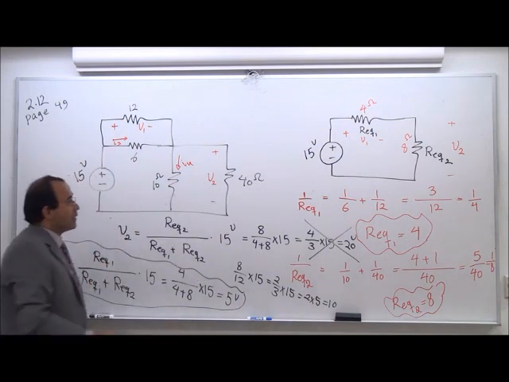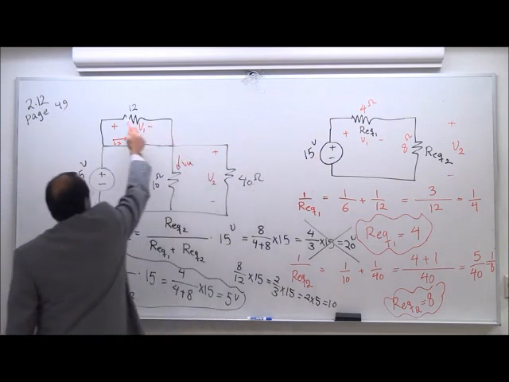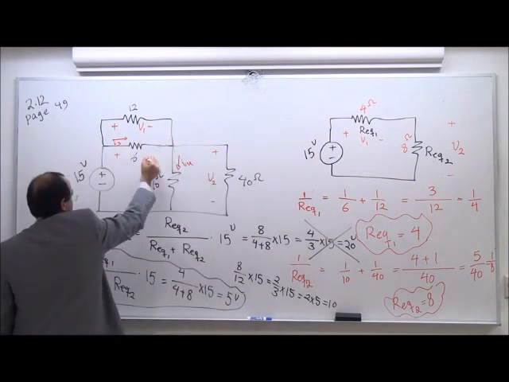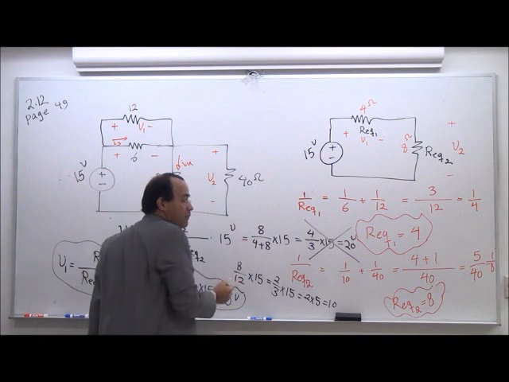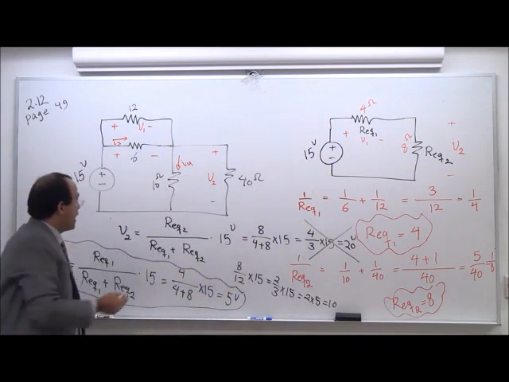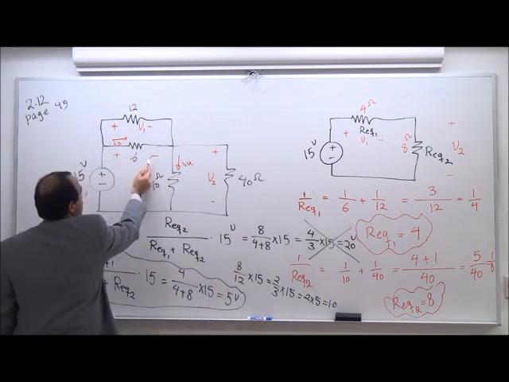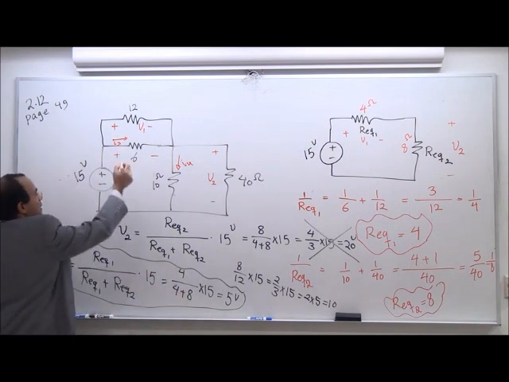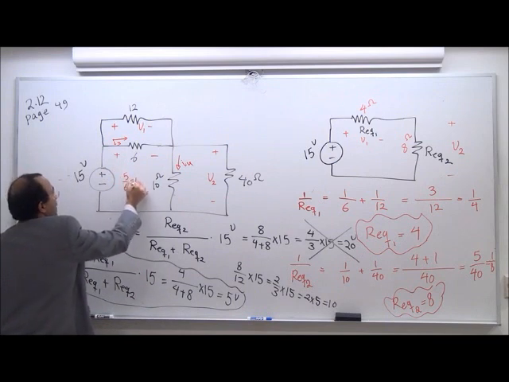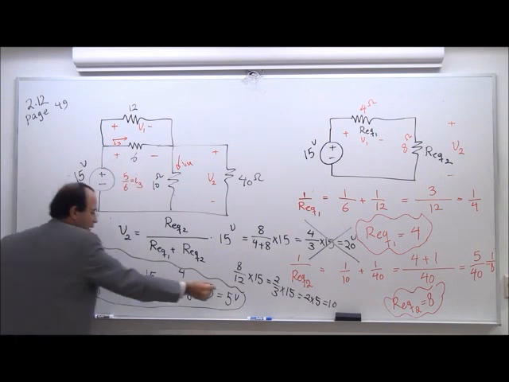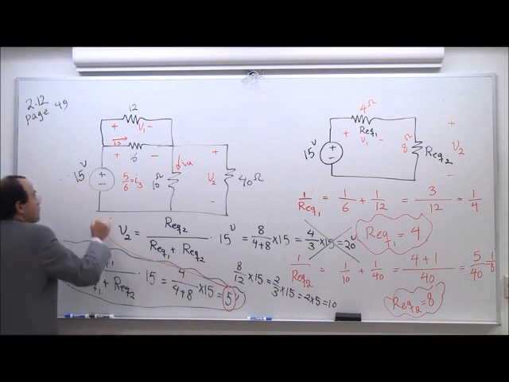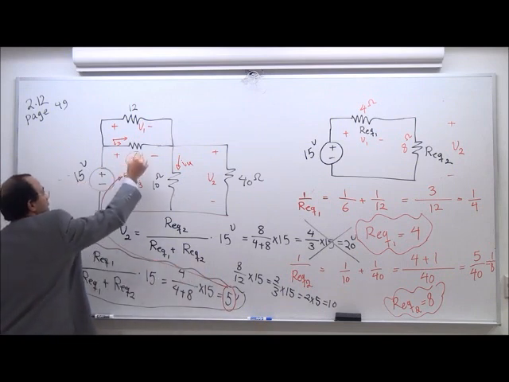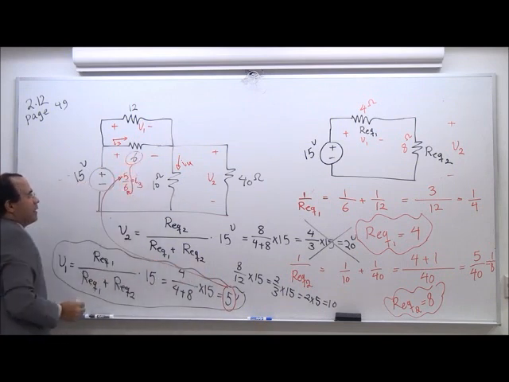Didn't you say V1 is the same as this one? You said these voltages are all the same. That's what they are in parallel. If I know this voltage, Ohm's law says I3 is equal to this voltage divided by 6. Ohm's law says 5 volts divided by 6 is my current. This 5 volts divided by this 6 is my current.